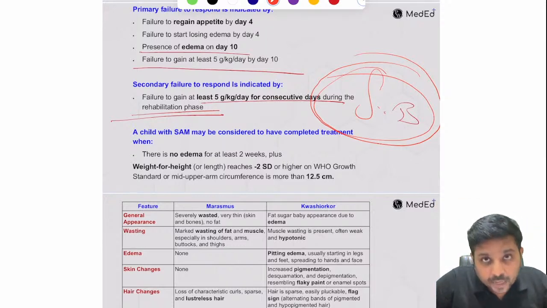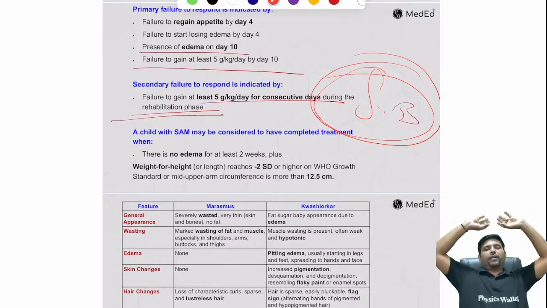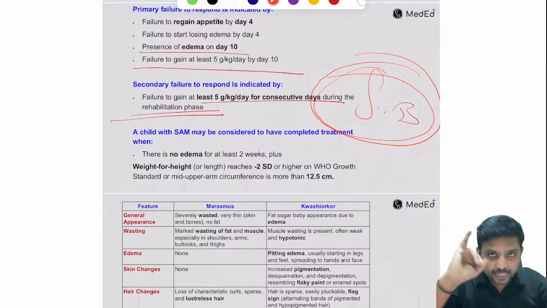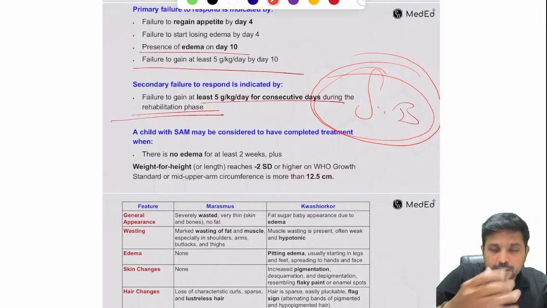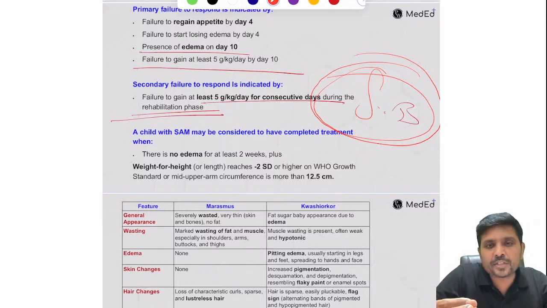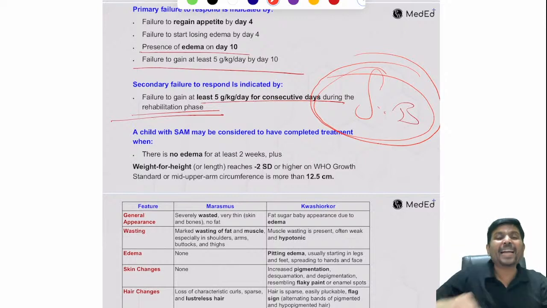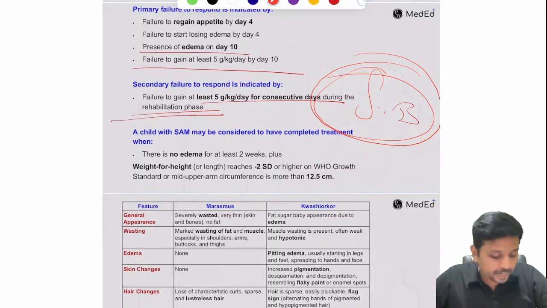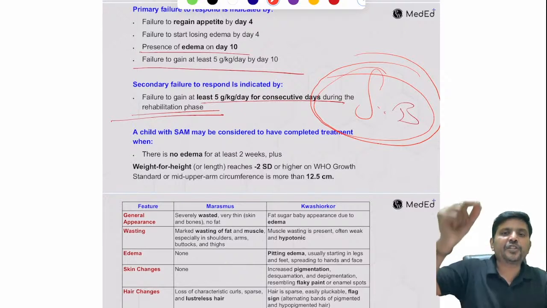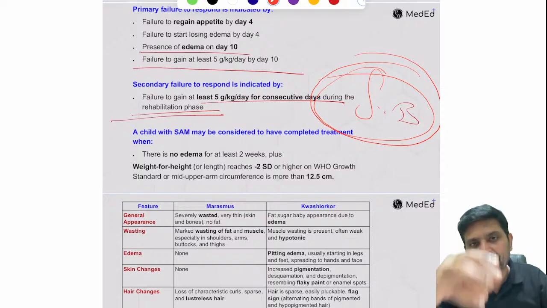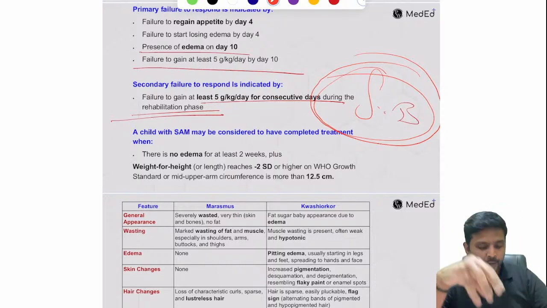What is called marasmus? The main single point for marasmus is energy loss, subcutaneous fat loss leading to monkey faces and baggy pant appearance. Monkey faces and baggy pant appearance in case of marasmus. Marasmus is due to energy deficiency, triglyceride or fatty content deficiency.